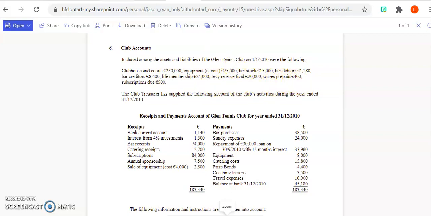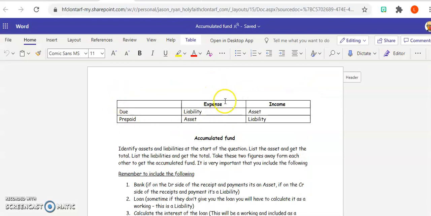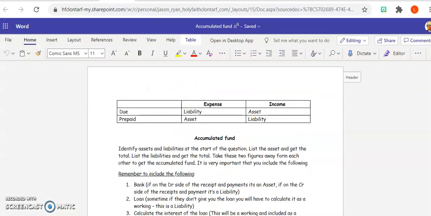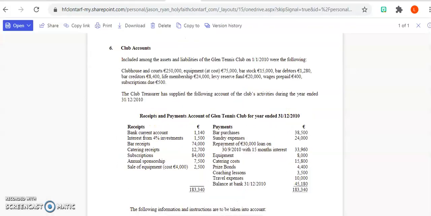Wages prepaid then. So we look at this diagram here. It's this diagram: expenses, income, due, and prepaid. So if it's an expense and it's prepaid, it's an asset. If it's an expense and it's due, it's a liability. So wages is an expense, it's prepaid, so it is an asset. And the next item then, subscriptions. So subscription is an income. So you go back to this table. So income, if it's due, it's an asset. If it's prepaid, it's a liability. So this subscription due is going to be an asset.